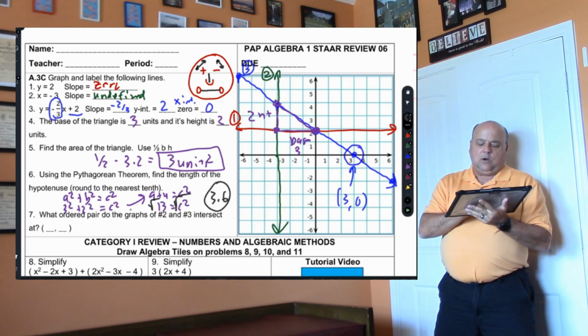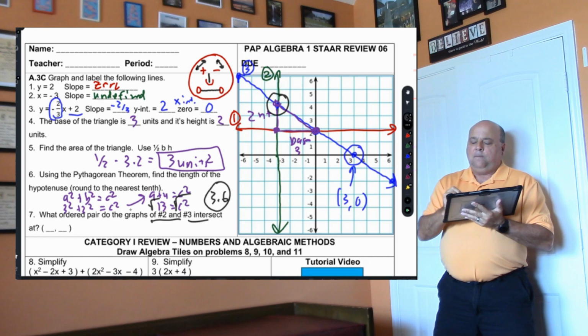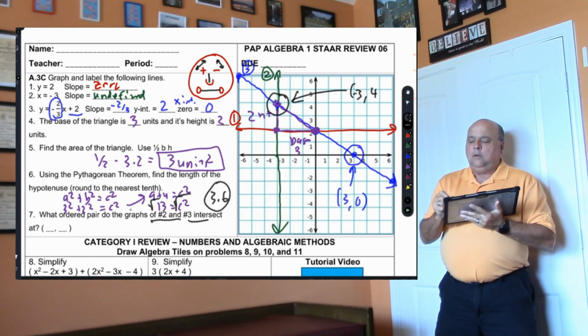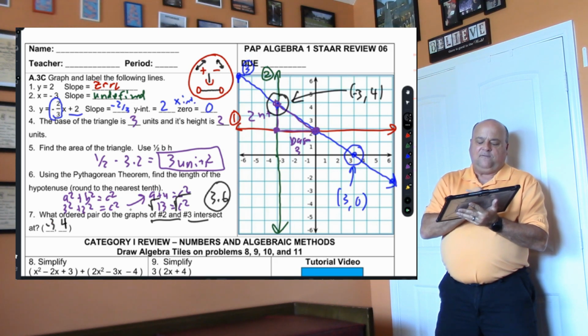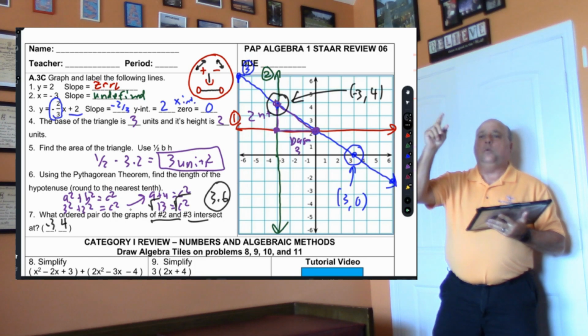And then lastly, the ordered pair that number 2 and number 3 intersect, it's right here. That ordered pair is left 3 up 4. It's going to be negative 3, 4. So at negative 3, 4, that ordered pair makes both equations work.